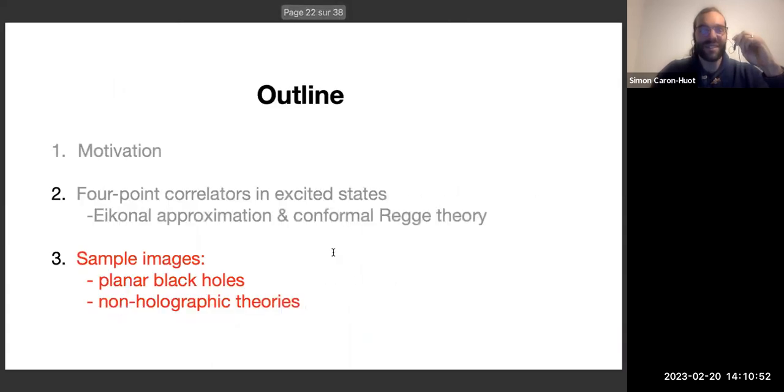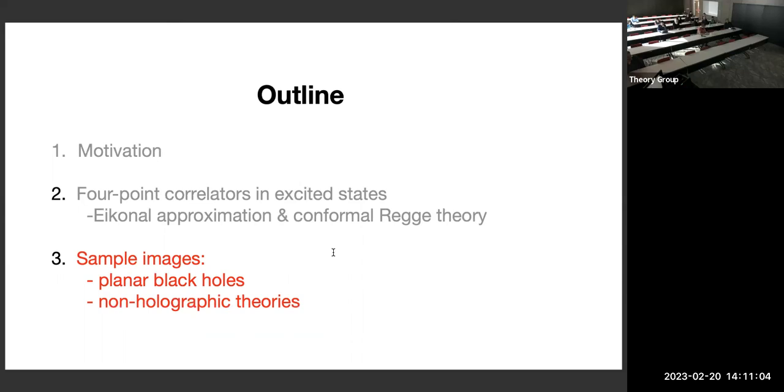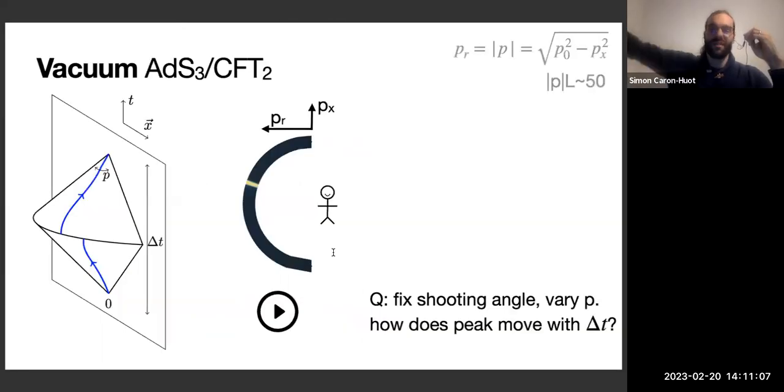And okay, I will skip this. Then let me show what the images you get actually look like. Do it first for a planar black hole, and then we'll discuss theories where it's not expected to be holographic. So in the vacuum state in AdS3 CFT2, you can use this formula from conformal Regge theory that I just mentioned from the vacuum, and it gives us an answer for this correlator. And it is a plot of what it looks like after we transform.